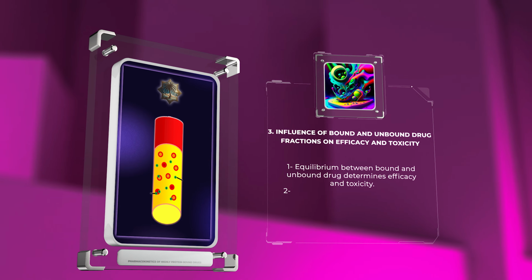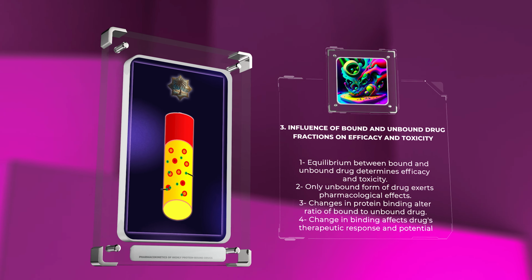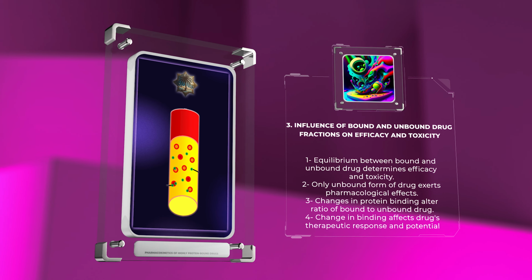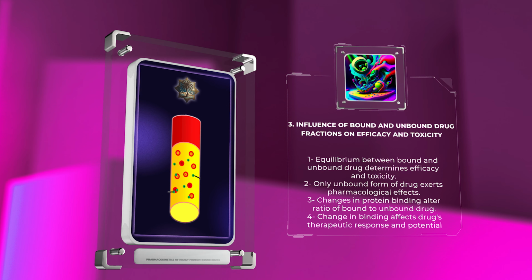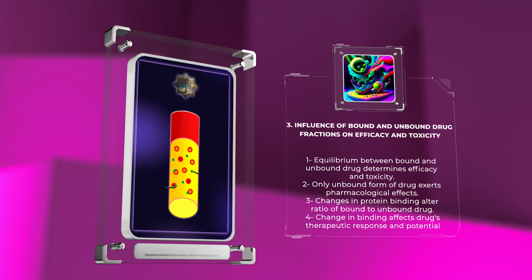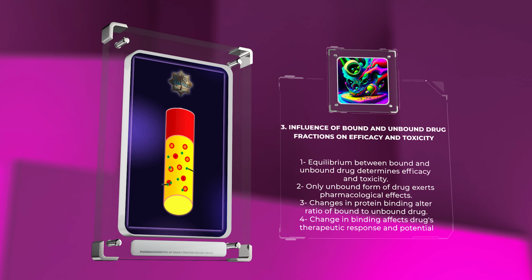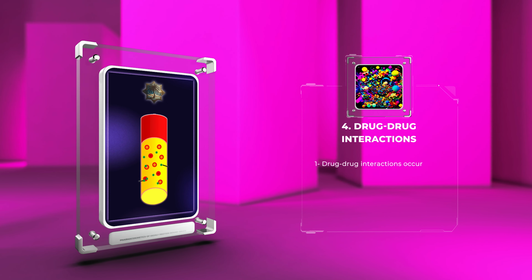The equilibrium between bound and unbound drug fractions determines the drug's efficacy and toxicity. Only the unbound, free form of a drug can exert its pharmacological effects, while the bound fraction remains inactive. Changes in protein binding can alter the ratio of bound to unbound drug, impacting the drug's therapeutic response and potential toxicity.